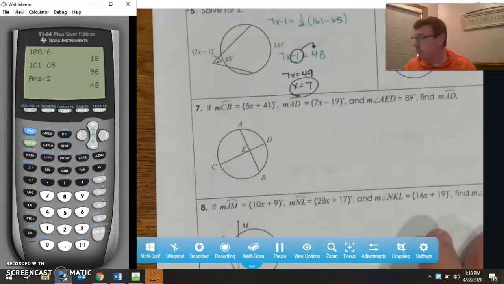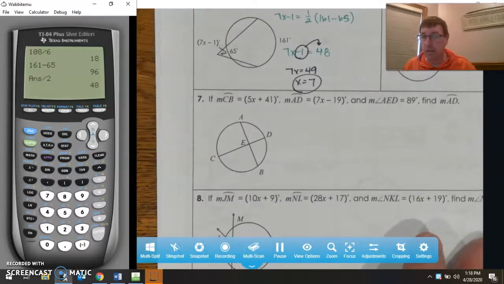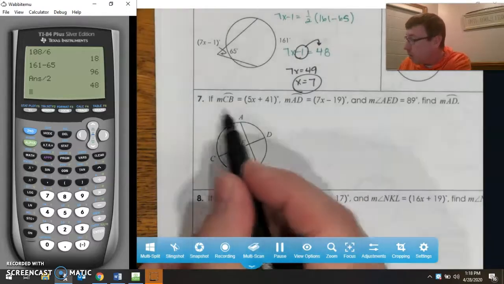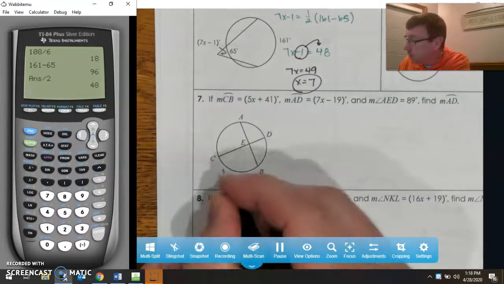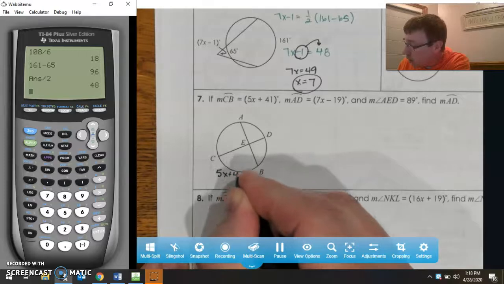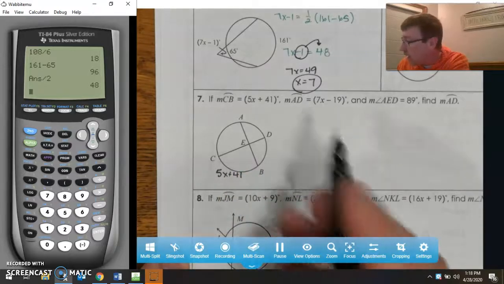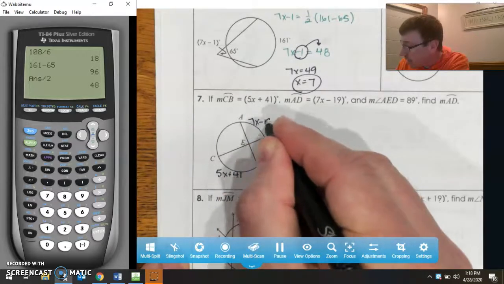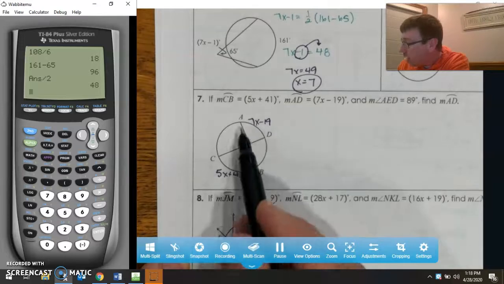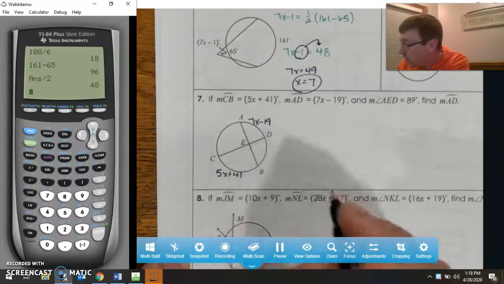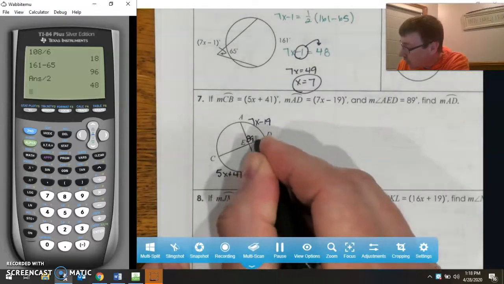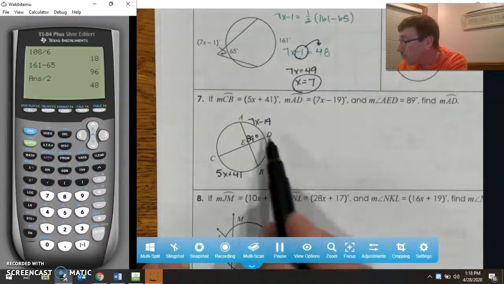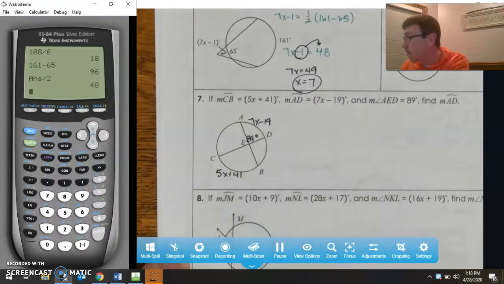Now, when we get into a problem like number 7, this is where we got to be a little bit careful. We have to mark our arcs the correct measure. I know measure of arc CB is 5x plus 41. I know the measure of arc AD is 7x minus 19. I know the measure of angle AED, so this angle in here, is 89 degrees. I have to find the measure of arc AD. So it's not enough just to find x. I have to find the measure of arc AD.